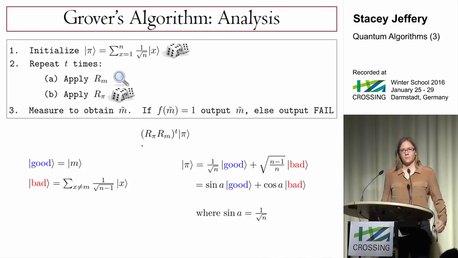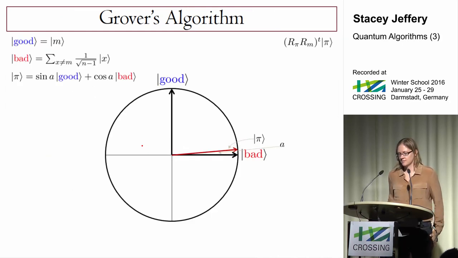Okay, so the nice thing about Grover's algorithm, what makes it easier to analyze, is that we're always going to stay in the span of good and bad. So we can really just consider this two-dimensional space, which is just the span of good and bad. And that's really nice because I can actually draw a two-dimensional space on my slides. So to start off, we are in the state pi, which is very close to bad. So it's some small angle a away from bad.